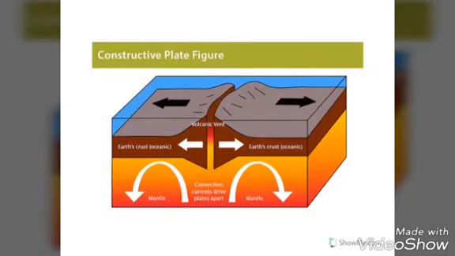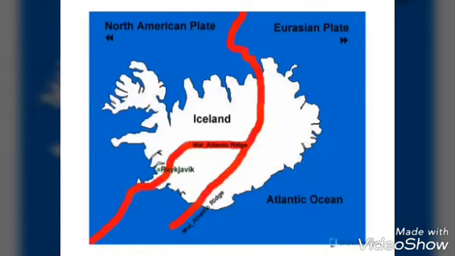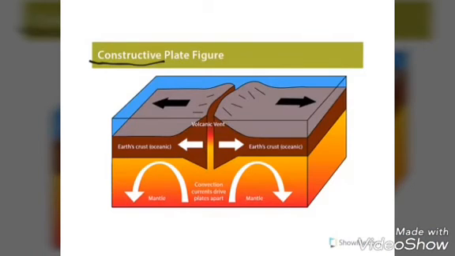This is a diagram that could come up in your GCSE exam or any exam, and this gives a full explanation of what goes on. Have a look at the arrows here. Constructive means to create, to build, like Lego. Something new is being created. So, if you have a look at the diagrams, it simply means that the plates are moving apart.